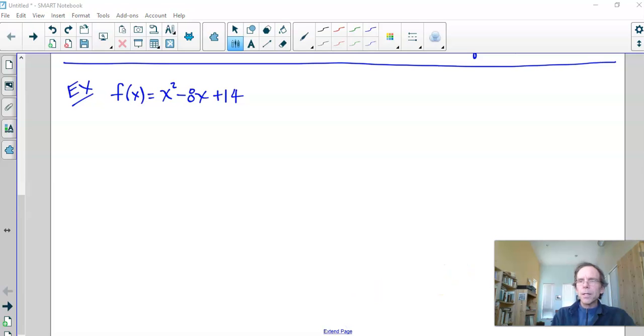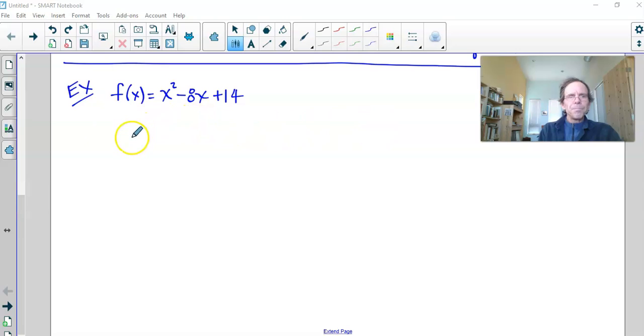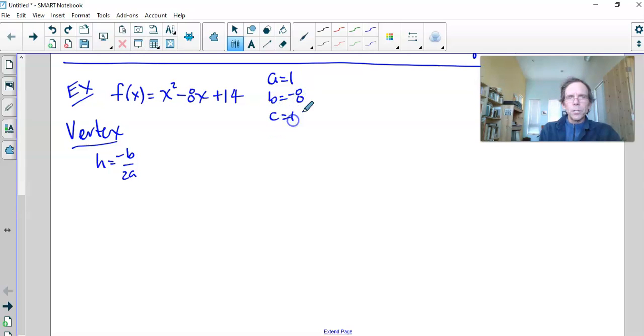Let's move this up here. All right, let's start by getting the vertex. We know that h is going to be at negative b over 2a. Let's identify a, b, and c here. a is 1, b is negative 8, and c is 14. So negative b is the opposite of negative 8, and 2a is 2 times 1. So we're going to get positive 8 over 2, that's 4.